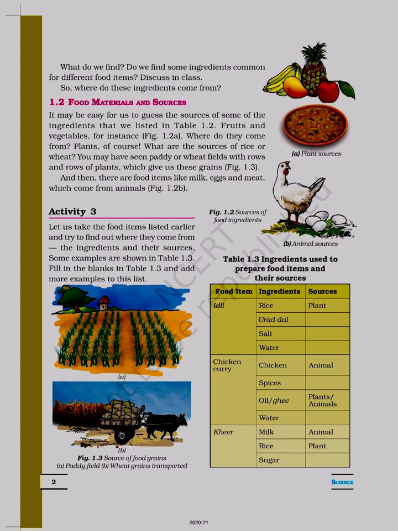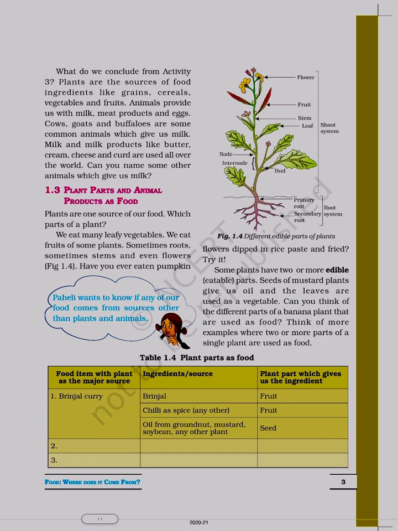Kheer. Ingredients: milk, rice, sugar. Sources: animal and plants. Milk is from animals and the rest of them are from plants. What do we conclude from Activity 3? Plants are the sources of food ingredients like grains, cereals, vegetables, and fruits. Animals provide us with milk, meat products, and eggs.